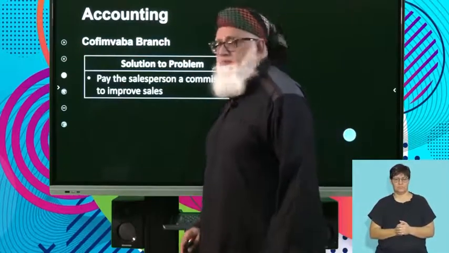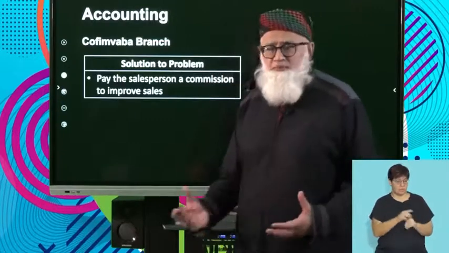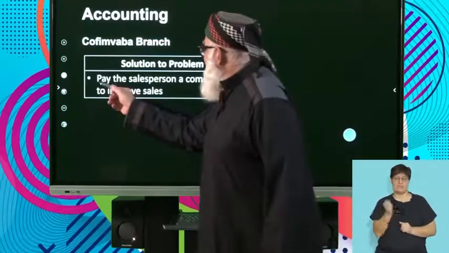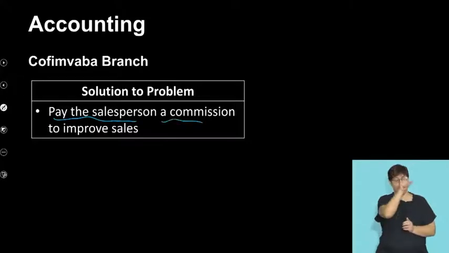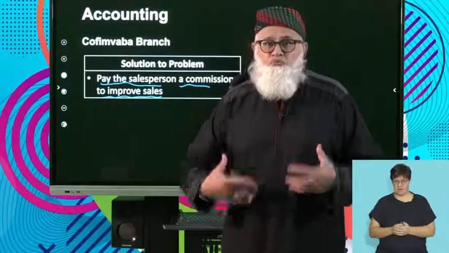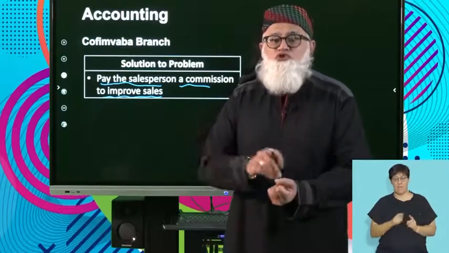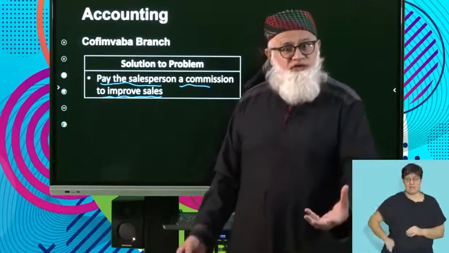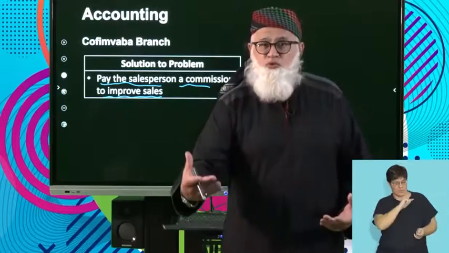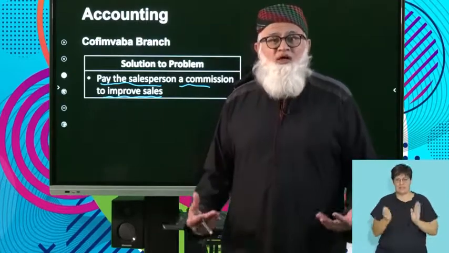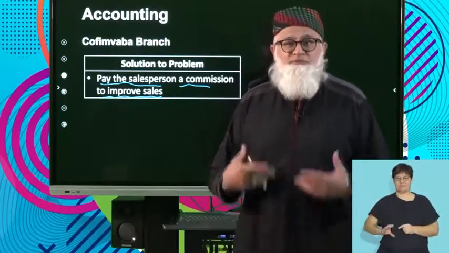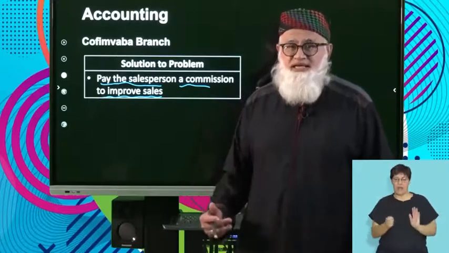what's the solution to the problem? How do we solve the problem? Very simple. We pay the salesperson a commission to improve sales. In other words, you don't give a fixed salary because to motivate the person, you have to base their salary or link it to your sales. So if the sales increase, the person would obviously earn more, and that would be an encouraging factor to improve our sales.